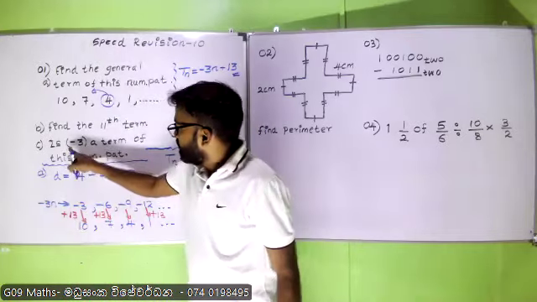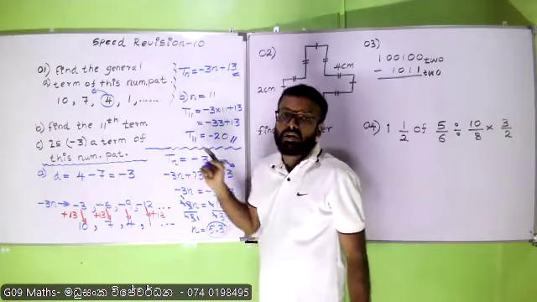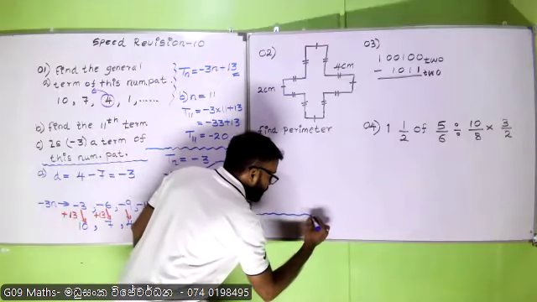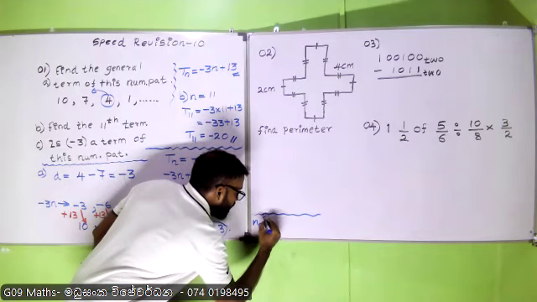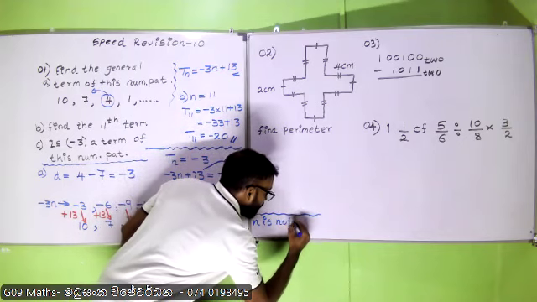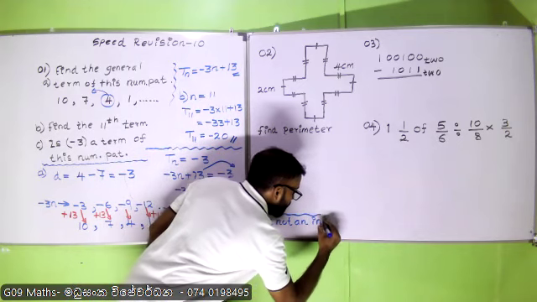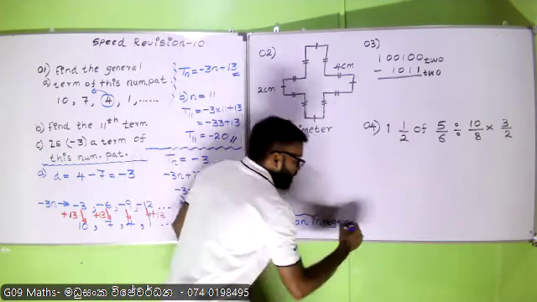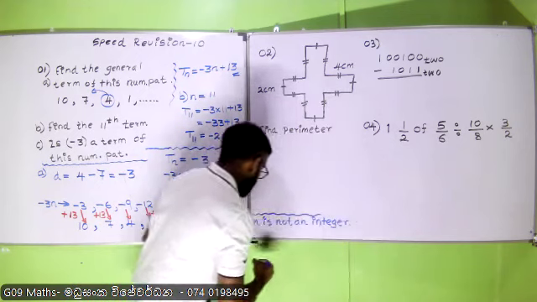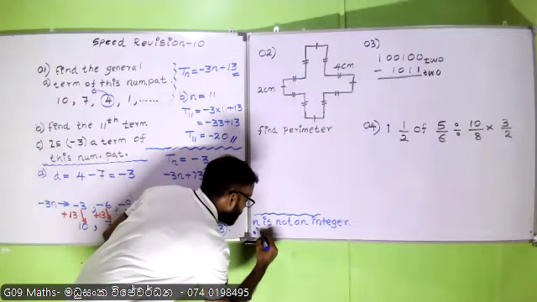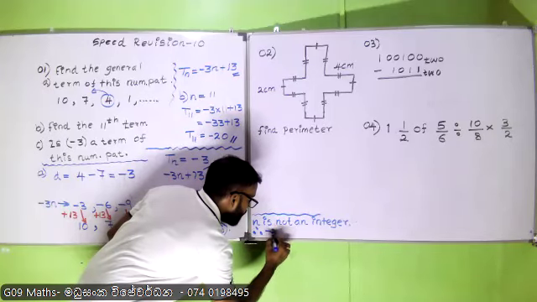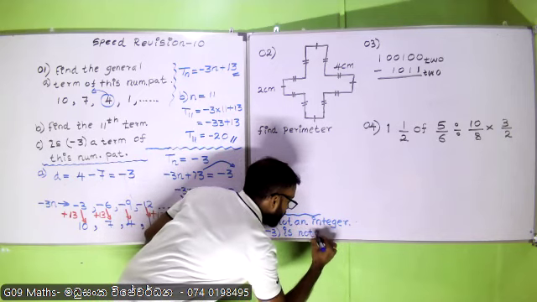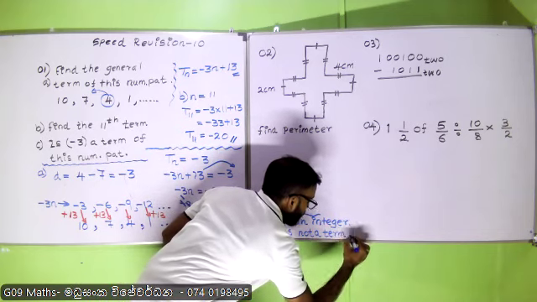So -3 is not a term of this number pattern. So you can write it separately. So n is not an integer. Right? n is not an integer. Therefore, -3 is not a term of the number pattern. Right?